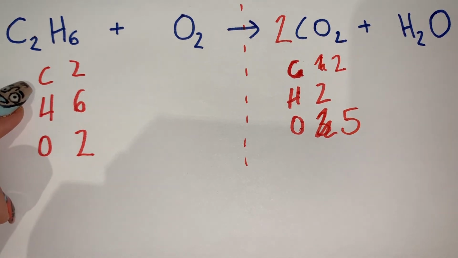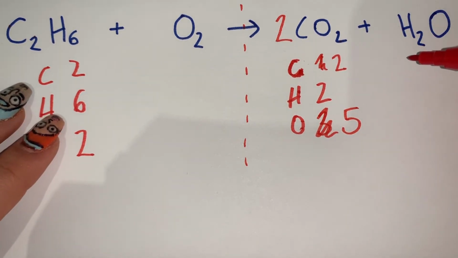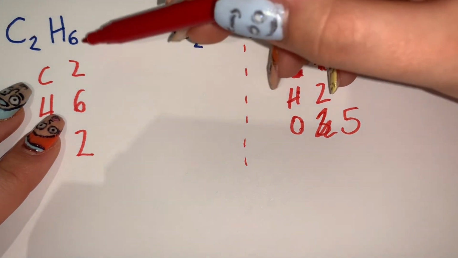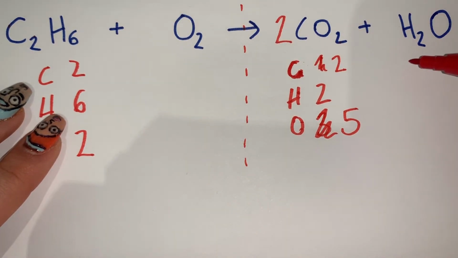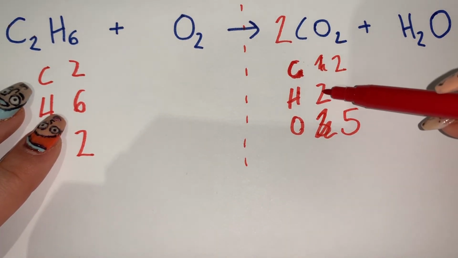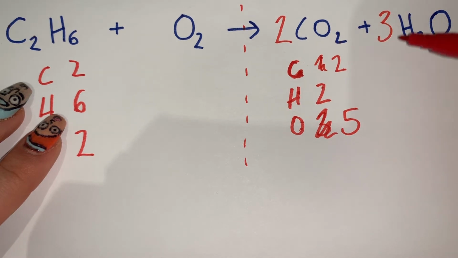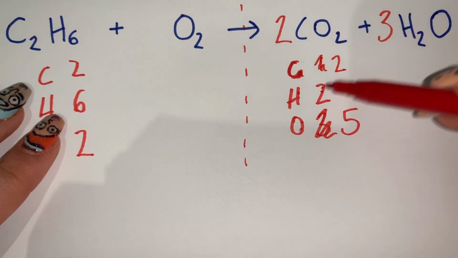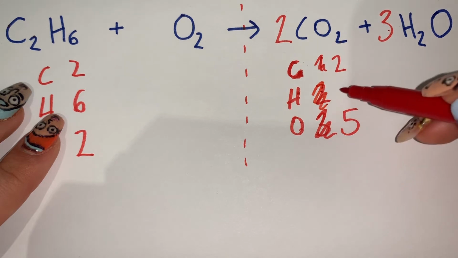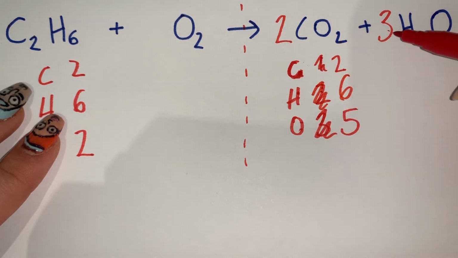Okay, carbon is sorted. Now let's look at hydrogen. On this side, we've got 6 hydrogens, and on this side, we only have 2. So what we can do is add a 3 in front of the water, and that will give us 2 lots of 3, that will give us 6.